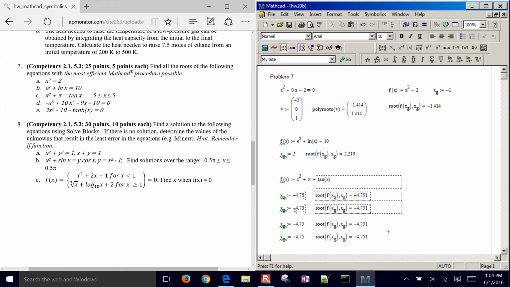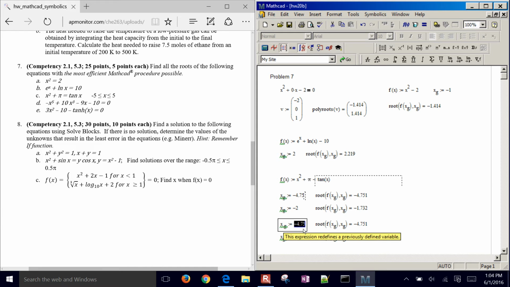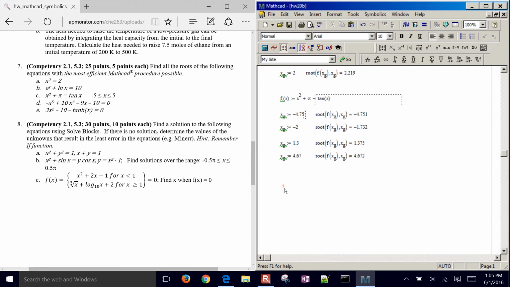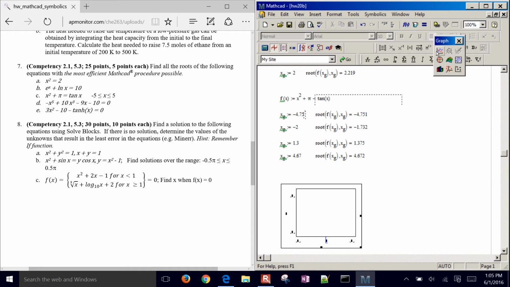You can come up with different guess values here. For example, instead of negative 4.75, I'm going to do negative 2. And then you could also do something like 1.3, and I'll do 4.75. That still came up with a negative there. You might need to find a better starting point. One of the ways to do that is to plot this. I'm going to put in a plot right here, and let's do x versus f of x.